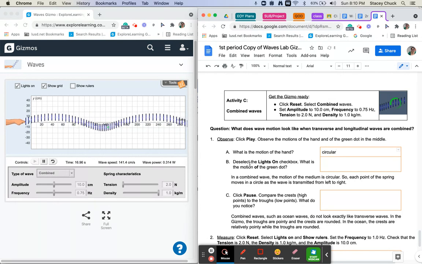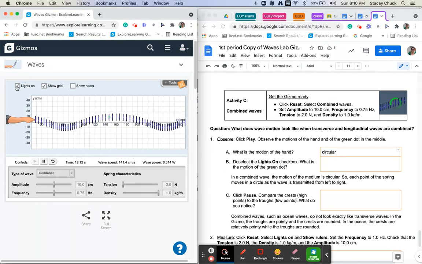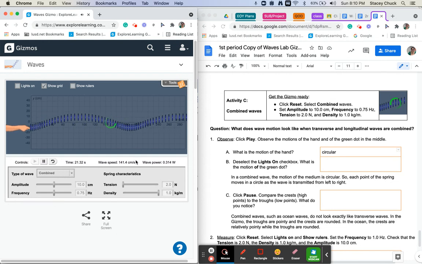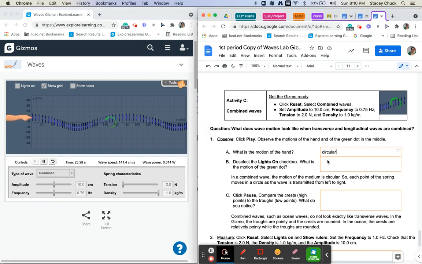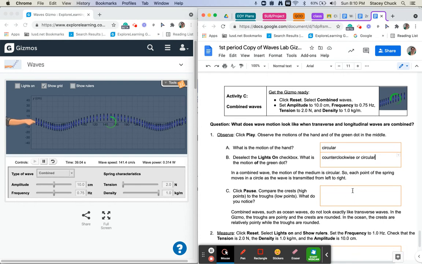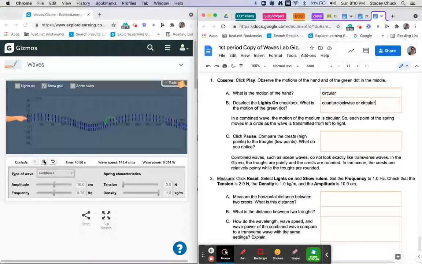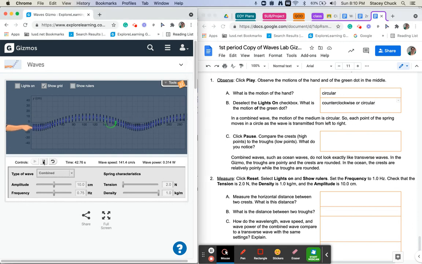And deselect the lights on box. Okay. And look at the green light, also in a circle. In fact, we can say counterclockwise, or circular. In a combined wave, the motion of the medium is circular, so each point of the spring moves in a circle as the wave is transmitted from left to right. Click pause. Okay, let's click pause.